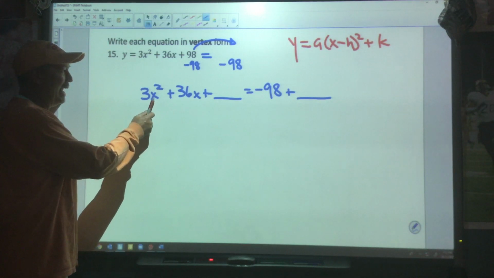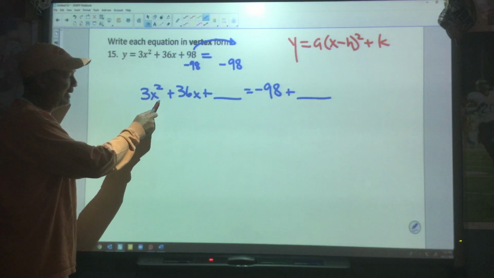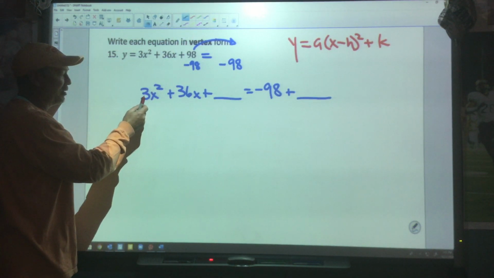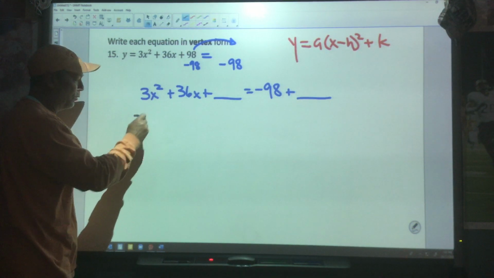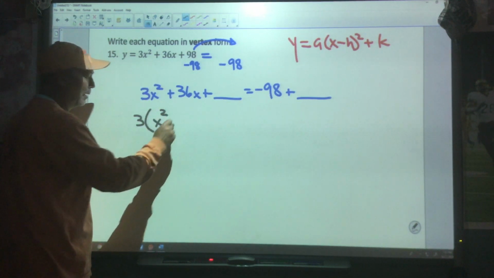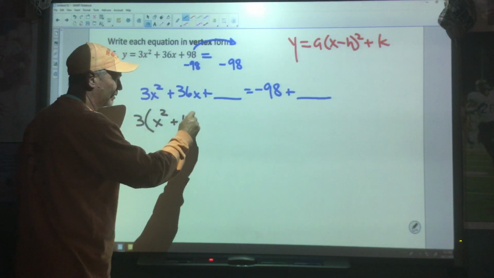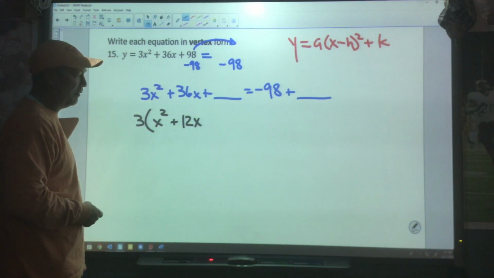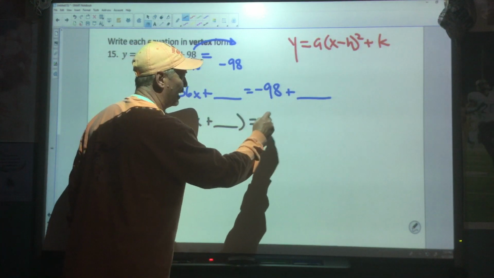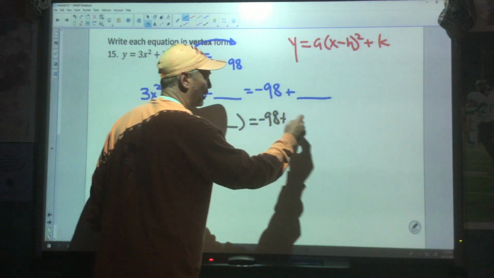I want to get my x squared by itself. So in this case, I need to factor out the 3. I'm going to factor away the 3. That's going to leave me with x squared plus 12x plus blank equals negative 98 plus blank.